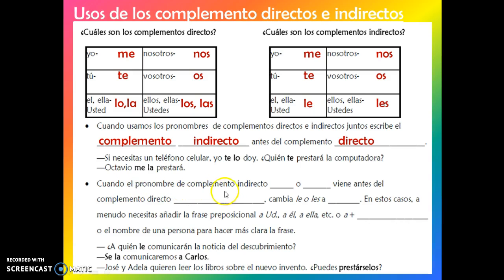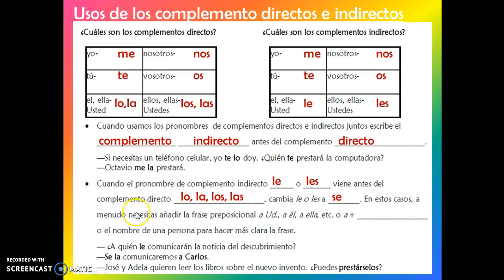Cuando el pronombre de complemento indirecto, le o les, viene antes del complemento directo, lo, la, los o las, cambia le o les a se. All right, this is where it gets a little tricky. So the indirect objects le and les change into the word se when they precede lo, la, los, or las in a sentence. Let's just take a look.